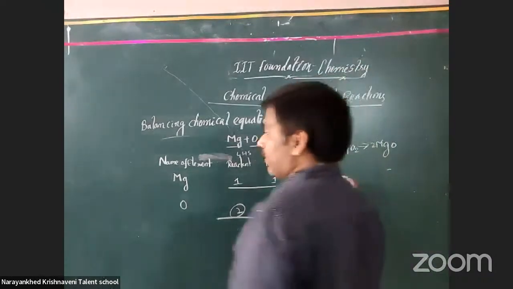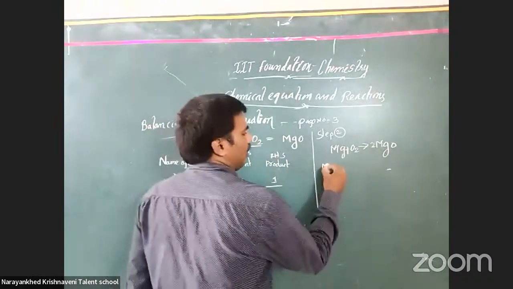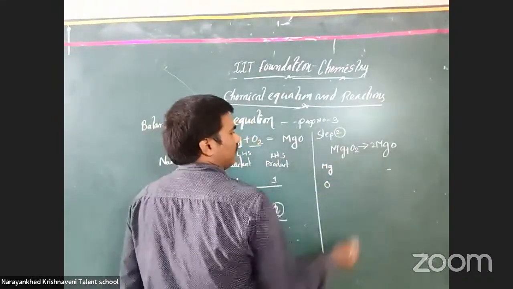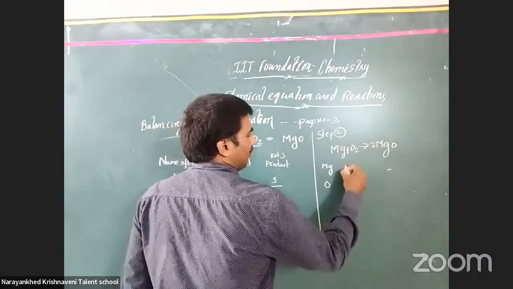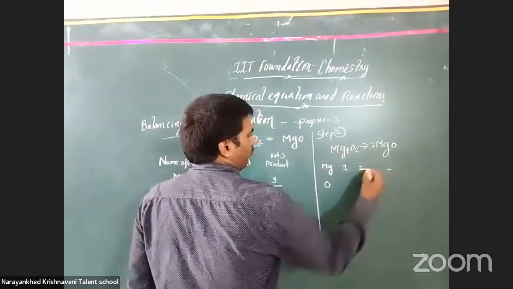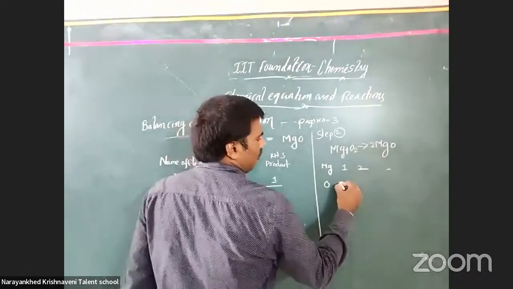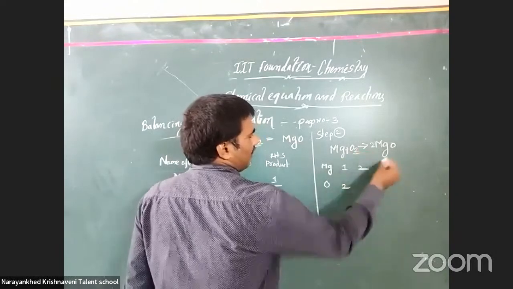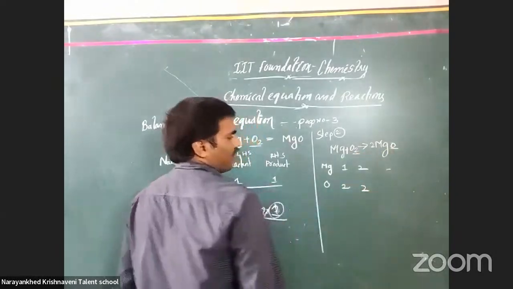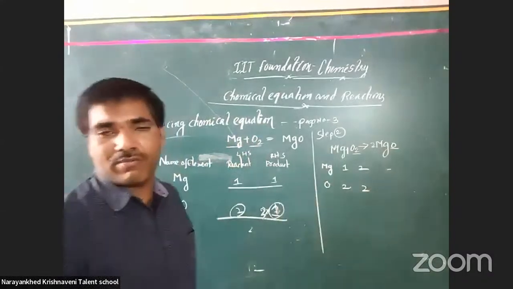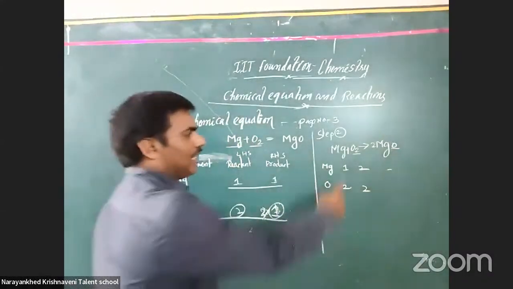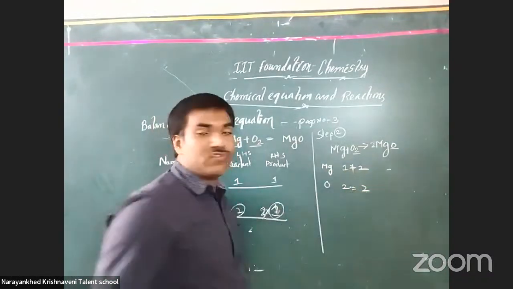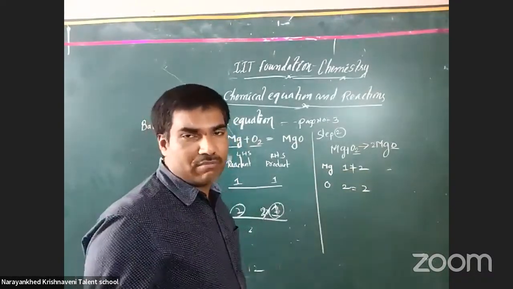Again you have to write the numbers for magnesium and oxygen. Magnesium becomes 1 on the left and 2 on the right. Oxygen: here 2 oxygens and here also 2 oxygens. Again it is imbalanced, correct or not? Reactants are not equal to products. Oxygen number is equal now, but magnesium number is not equal.